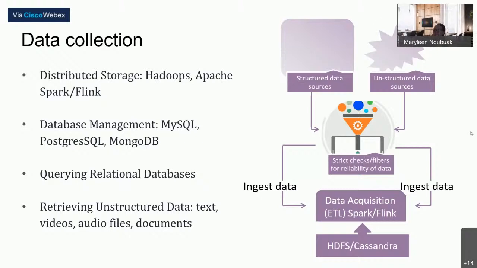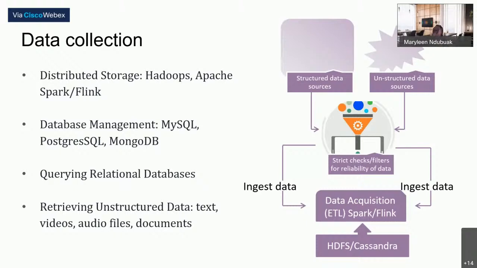So you have these sources of data, right? You have structured data sources, unstructured, and you want to ingest that data into some data acquisition platform, like ETL, extract, transform, and load. And from there, you can store your data in the raw form. So you have all these different sources, you bring it together. And to achieve this, you can use distributed storage, like Hadoop, Apache Spark, or Flink.